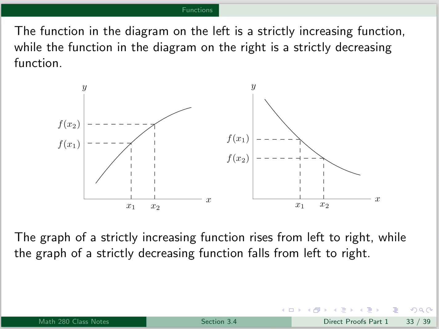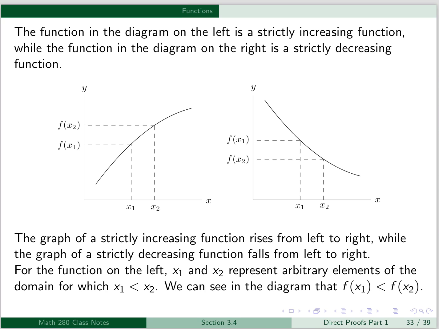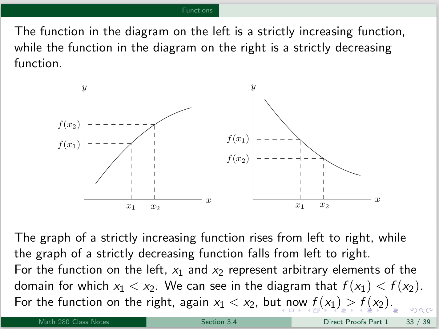Now the graph of a strictly increasing function rises from left to right, while the graph of a strictly decreasing function falls from left to right. So these are properties of functions that you're likely familiar with from calculus. Now for the function on the left, x1 and x2 represent arbitrary elements of the domain for which x1 is less than x2. And we can see in the diagram that f of x1 is going to be less than f of x2, as required in the definition for a strictly increasing function. For the function on the right, we again have x1 is less than x2, but now f of x1 is greater than f of x2, as appears in the definition for a strictly decreasing function.